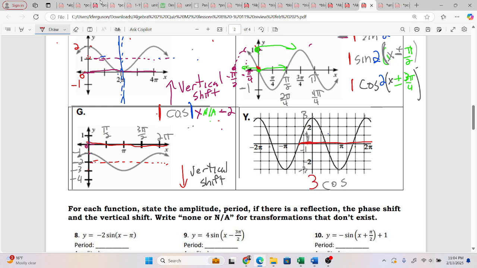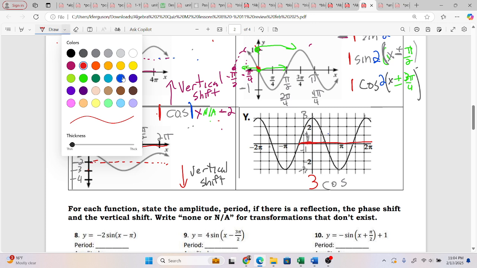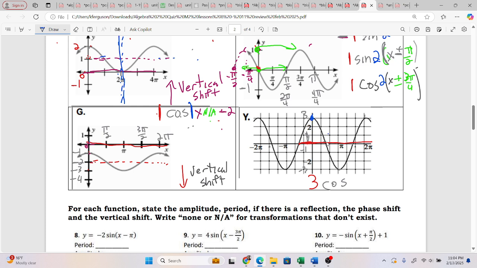Now let's think about our frequency. It starts at the high point, hits the midline, goes to the low point, comes back to the midline, and ends at the high point. That is one complete cycle of cosine, and it's between 0 and 2 pi. So the frequency is 1. Between 0 and 2 pi, there's only one graph.